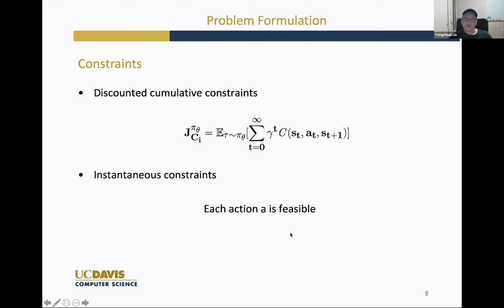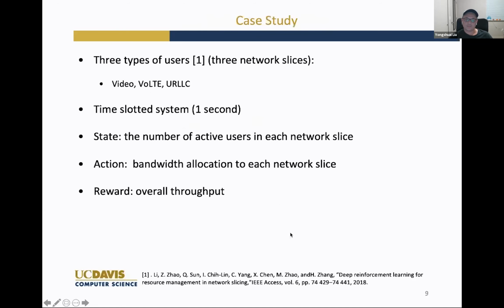To illustrate our method, we will consider a case study next. Here we consider a radio resource slicing scenario based on our previous work as a case study, and it can be easily extended to a more general case. We consider three types of users, basically three network slices: one is video, another is VoIP, and the third one is URLLC.